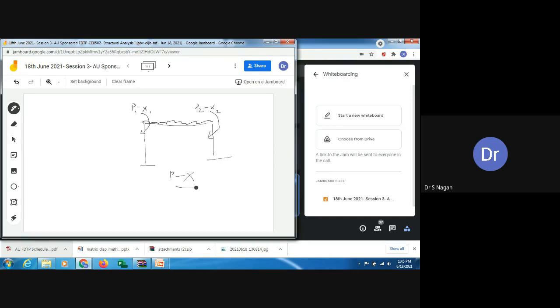And then write what is P1. P1 is the external joint moment. Capital X1 is the external joint rotation. P2 is the external joint moment at C. X2 is the external joint rotation at C. Like this, draw the PX diagram. Then, the FE diagram.